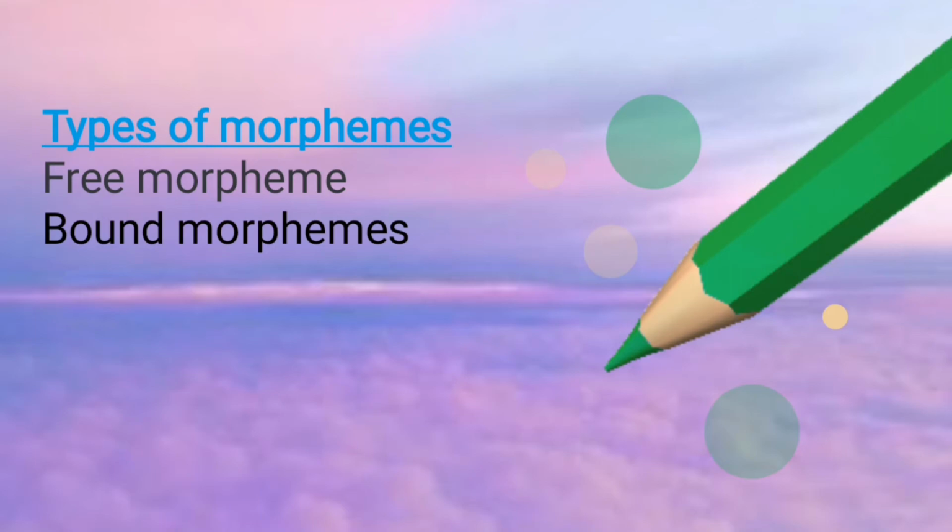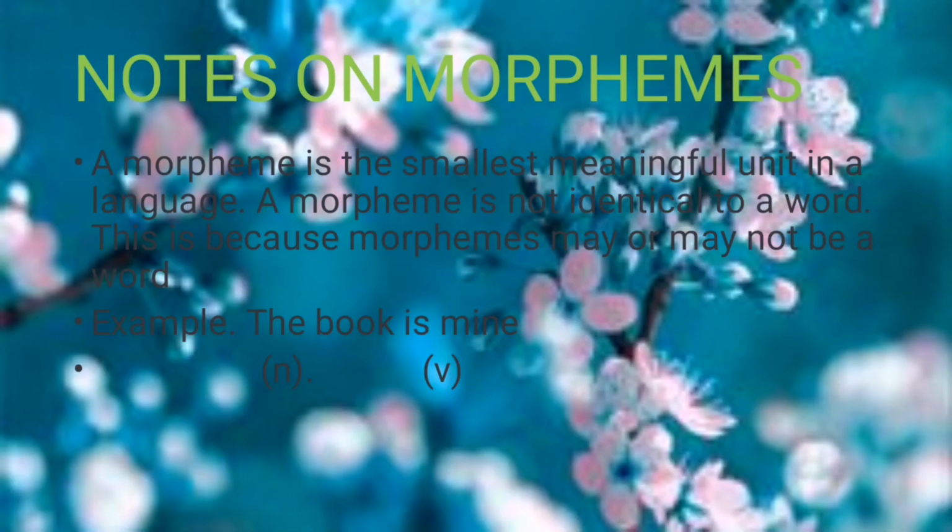So let's move on. As we said earlier, a morpheme is the smallest meaningful grammatical unit in a language. A morpheme is not identical to a word. This is because a morpheme may or may not be a word. Example: the book is mine. The book is a noun, mine is a verb.